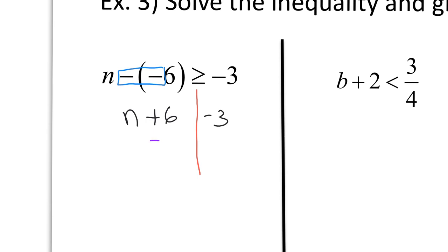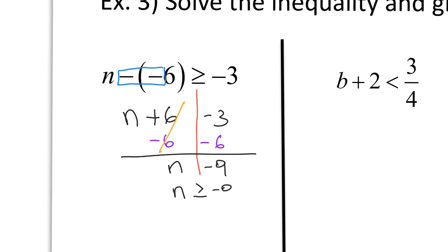Now I'm going to get n by itself, so I'm going to subtract 6 from both sides. This will cancel. You guys do the opposite, inverse operation. And on the other side, negative 3 minus 6 is negative 9. Now I do bring down my inequality, so n is greater than or equal to negative 9. Now this one's okay because n is on the left side. So my set notation will be n is such that n is greater than or equal to negative 9.